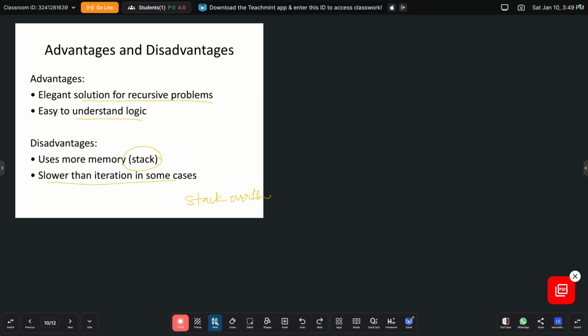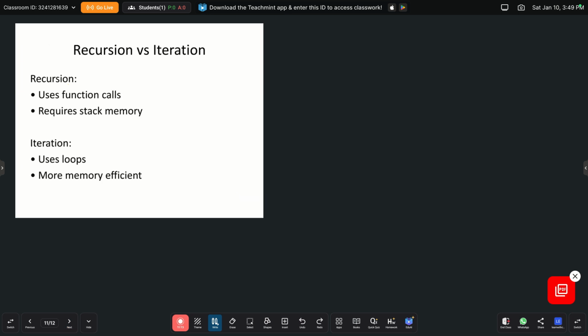Another disadvantage is that it is slower than iteration in some cases. Iteration means loops. Recursion is slower compared with loops. The recursive approach uses function calls and requires more stack memory. Those are the disadvantages of recursion. Now iteration uses loops and is more memory efficient.